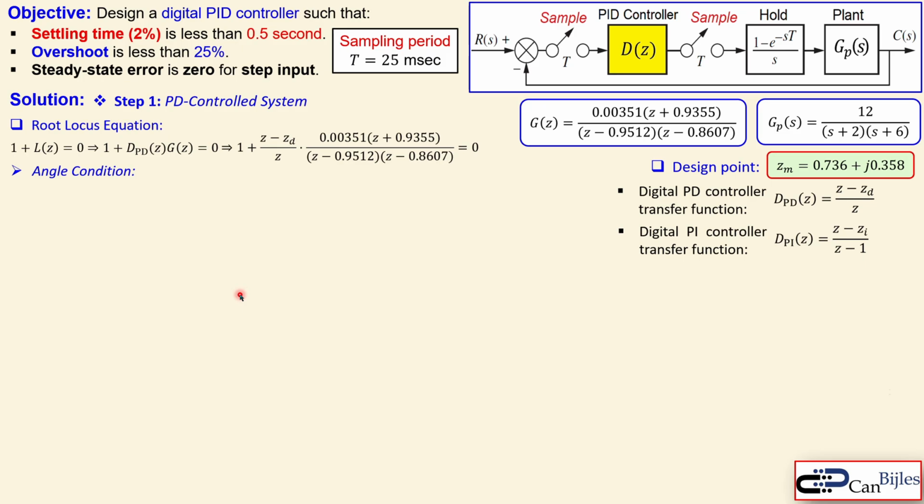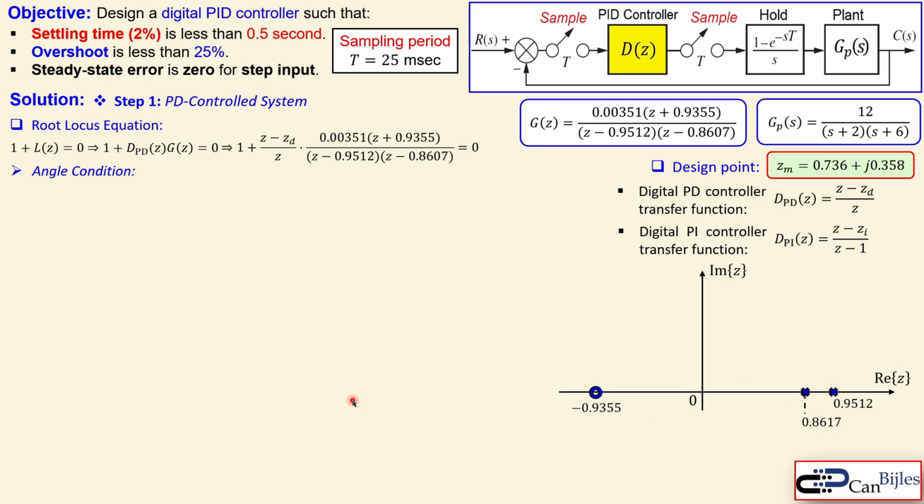First, the angle condition. For that, we first make a drawing of the Z-plane, real and imaginary values. And we also set the poles and the 0 of our plant, which is 2 poles and 1 0, which are shown here. So we have this 0.8607, 0.9512, and the minus 0.9355. So the 0 is a circle and a pole is a cross here.